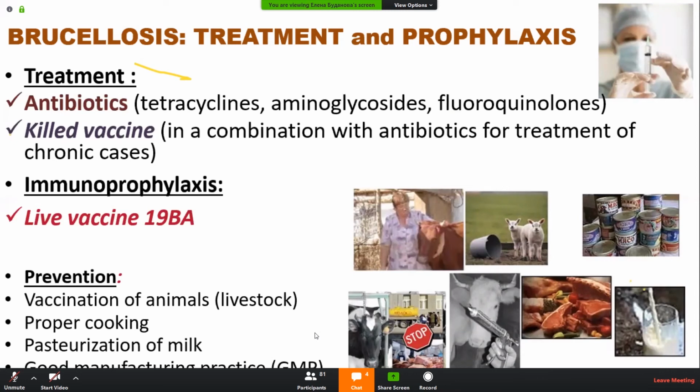And it is effective for prevention of many cases of brucellosis caused by different species of Brucella because it induces cross immunity. Well, and it induces prolonged duration of immunity, by the way, that lasts up to 5 years. Prevention measures include vaccination of animals that stop the transmission of parasites from animal to human, proper cooking, pasteurization of milk, control animal products, and good manufacturing practice, GMP standards.